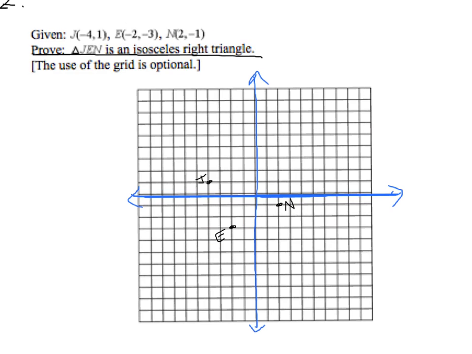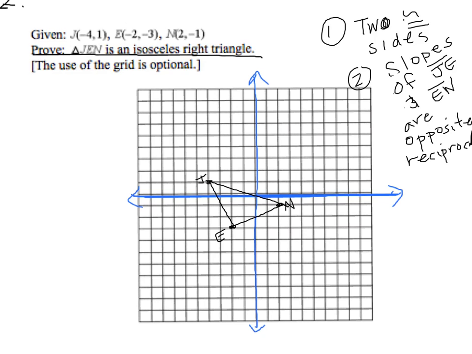And you want to connect them. Okay, so now we've connected them, and you may just want to look at it and go, oh, it looks like a right isosceles triangle. Well, that's not enough. We need to prove a couple of things. One, we want to prove that 2 sides of this triangle are congruent.